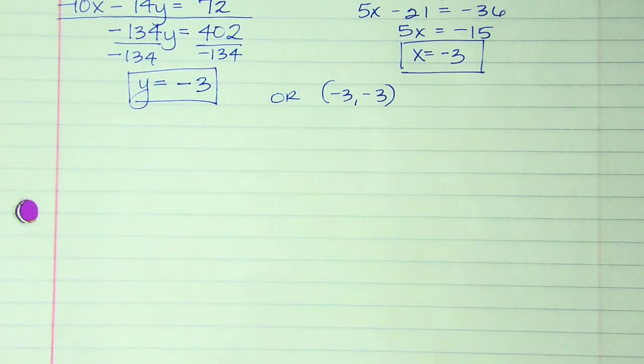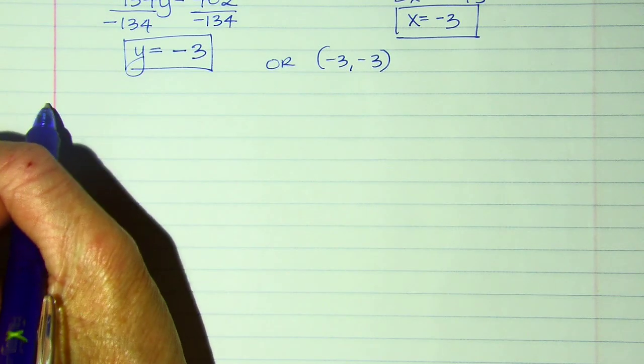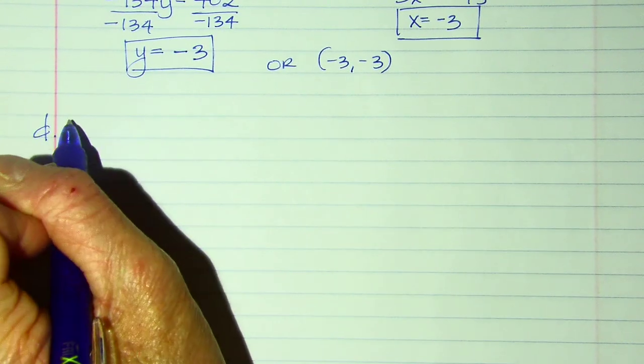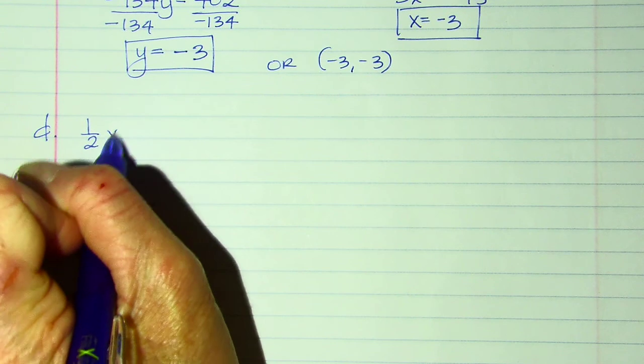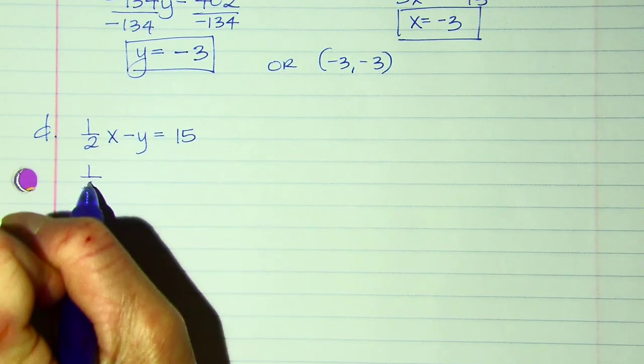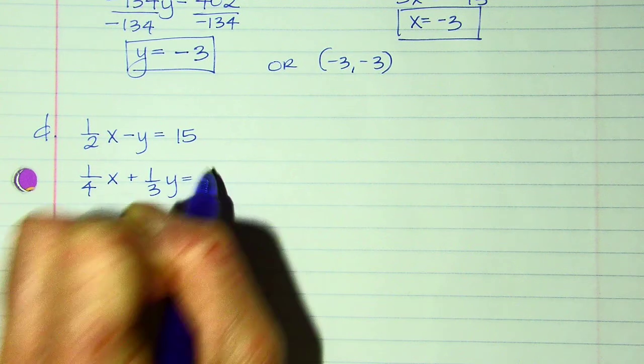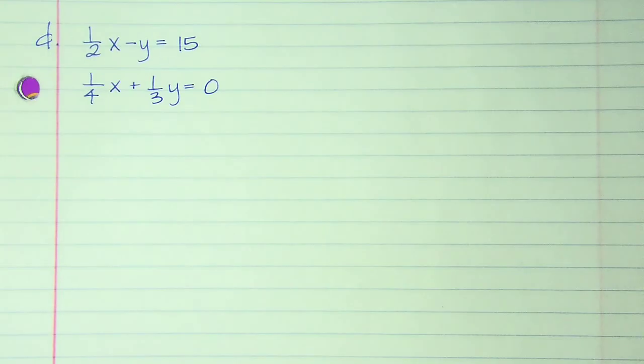All right, moving on. So part D. 1/2 x minus y equals 15. 1/4 x plus 1/3 y equals 0. Now you can pause and try this one because you need to multiply both equations by your common denominator, make for much easier problems.